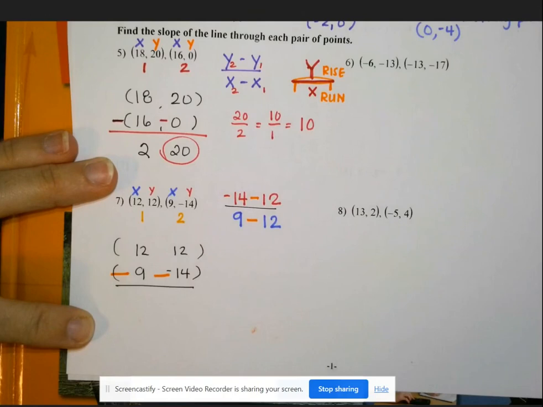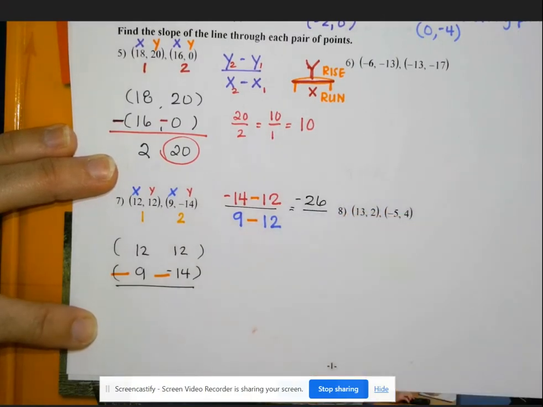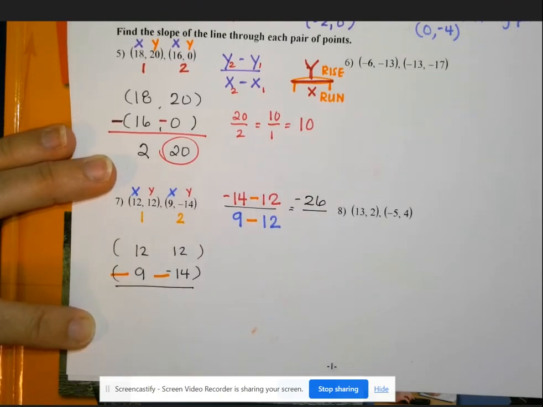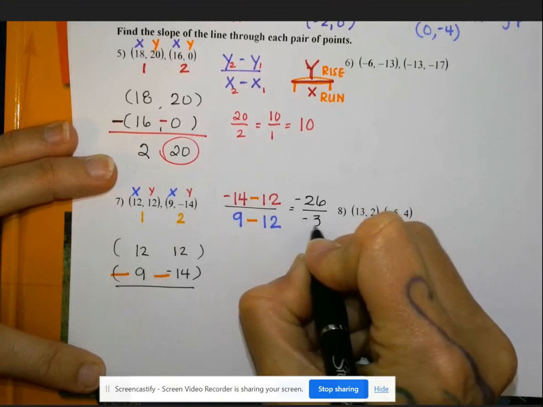Negative 14 minus 12 is going to give me a negative 26, because a negative and a negative, we're just working across, or negative 14 minus 12. So I owed you 14 and I spent 12 more. 9 minus 12 is going to give me a negative 3.